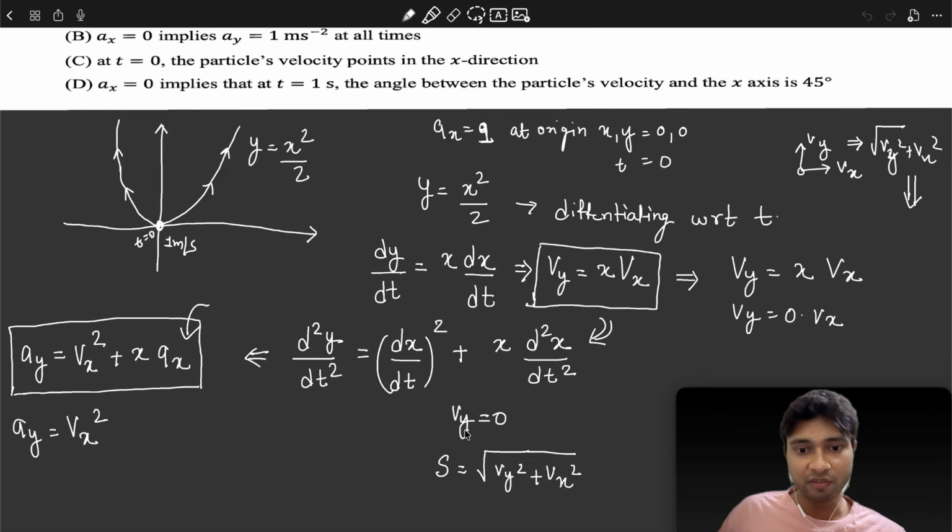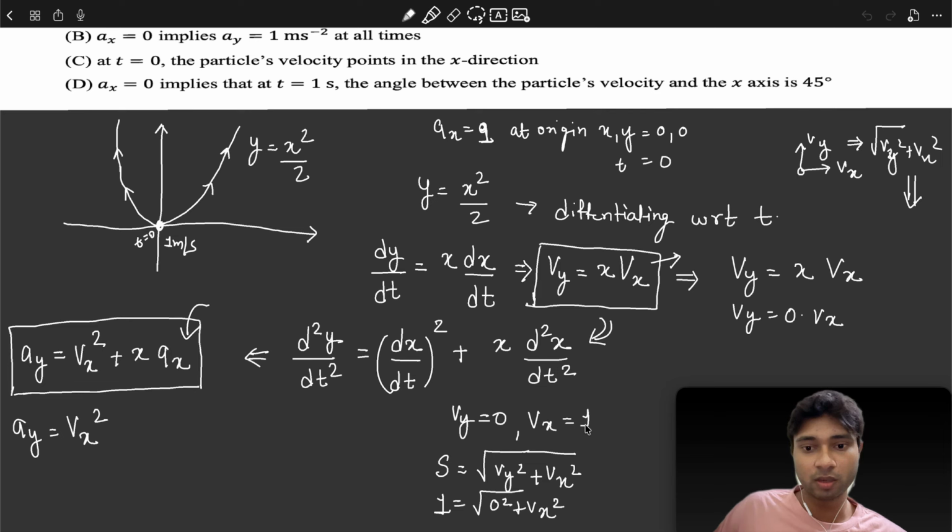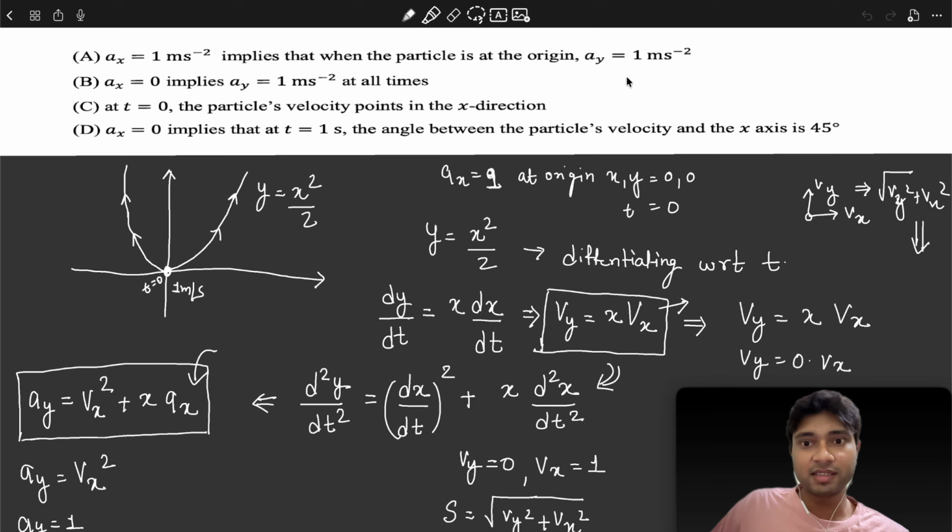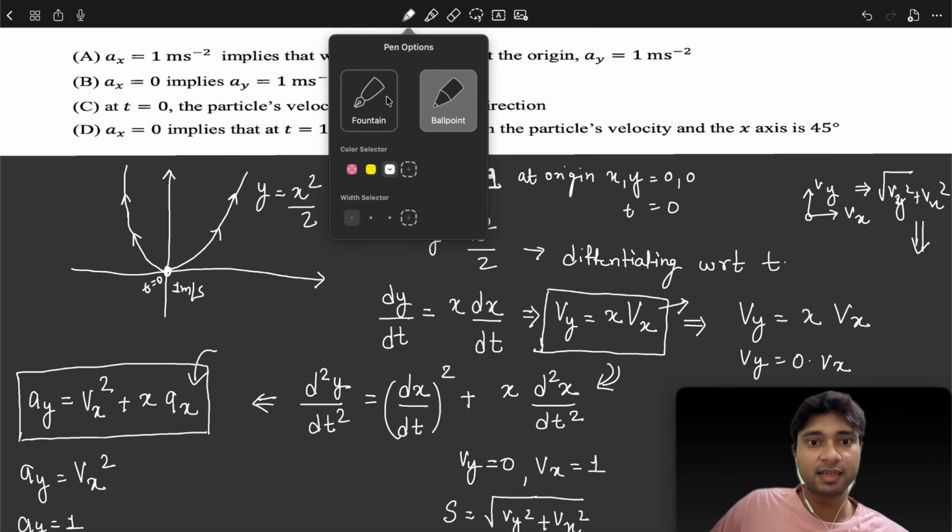So we know that Vy is 0. How do we know Vy is 0? Because of this relation. At the origin x will be 0, so Vy will be 0, and speed is 1, so 1 equals 0 square plus Vx square. So we know Vx should be equal to 1. If Vx is 1, then Ay will be 1. What was given? Ay is equal to 1 meter per second.